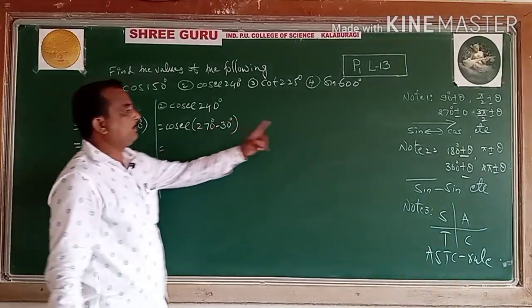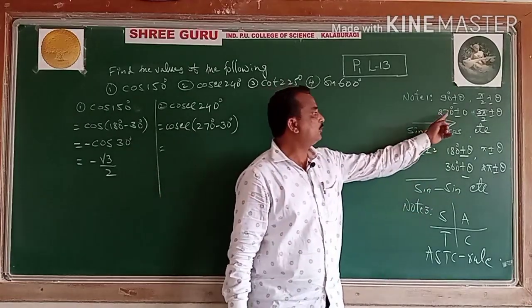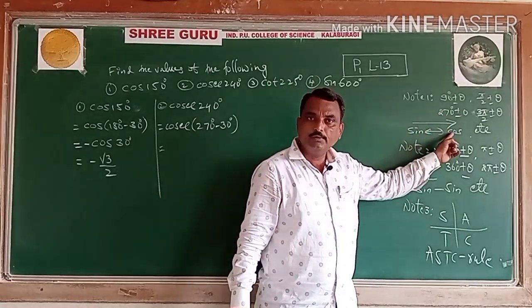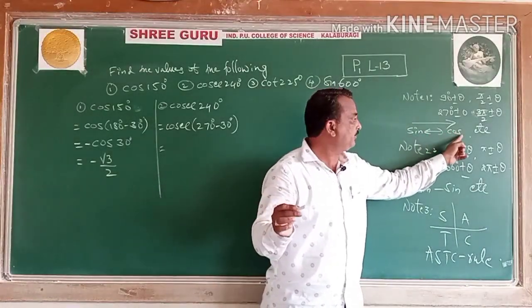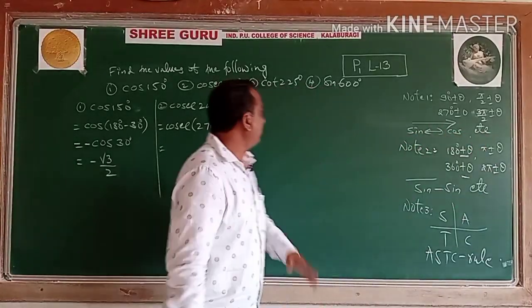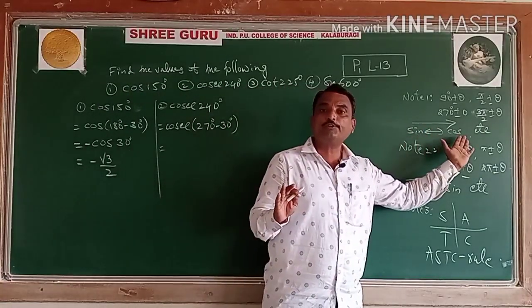Now come to 270 minus theta. It is in the form of 270 minus theta. See, for 270 minus theta, do the trigonometric functions change or remain the same? Changes. If it is a sine, what do you write? Cos. If it is a cos, what do you write? Sine. And so on. So the functions are changed to their co-functions.